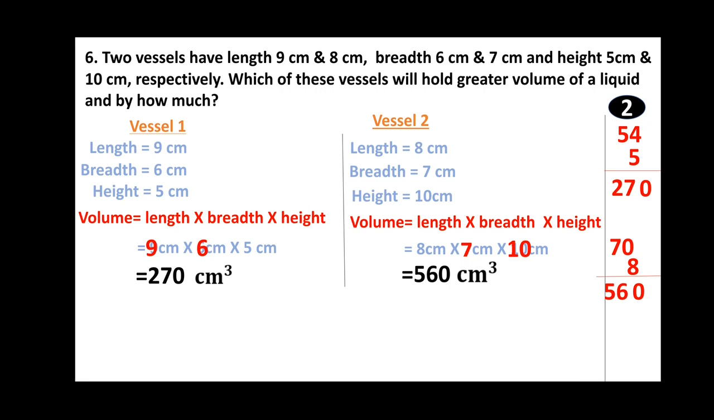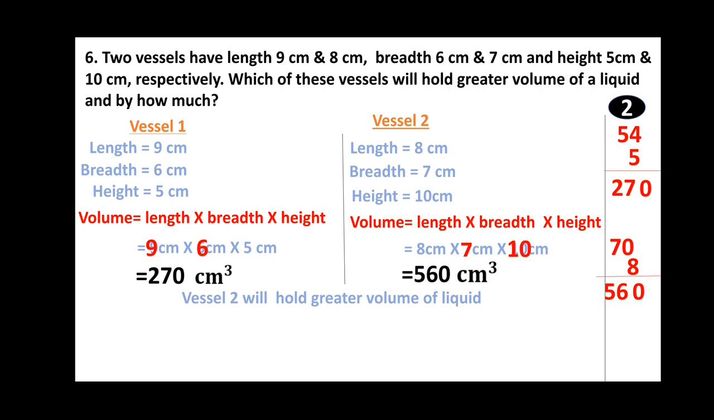And we know that question is to find the vessel that holds greater volume of a liquid and by how much. Now you tell which of the vessel will hold greater volume of a liquid. Yes, it is vessel 2. Why? Because volume of vessel 2 is 560 centimeter cube while the volume of vessel 1 is only 270 centimeter cube. So we can write vessel 2 will hold greater volume of liquid.